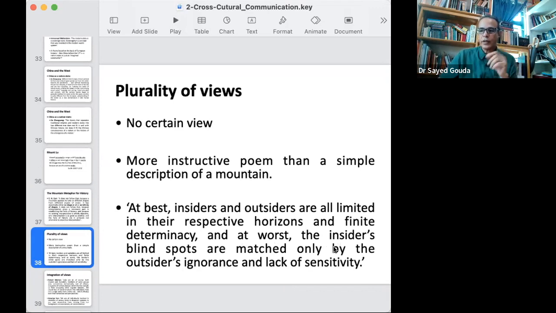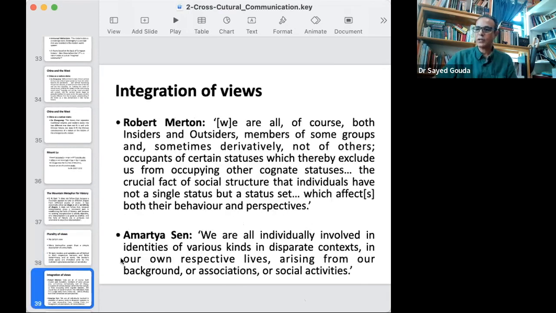And at worst, the insiders' blind spots are matched only by the outsiders' ignorance and lack of sensitivity. This is very important, because if we say Chinese scholars, because they are native people, have these blind spots and overlook many things, this is matched, at worst, by the outsiders' ignorance and insensitivity in understanding the local culture. So we can't say that both are wrong or both are correct.